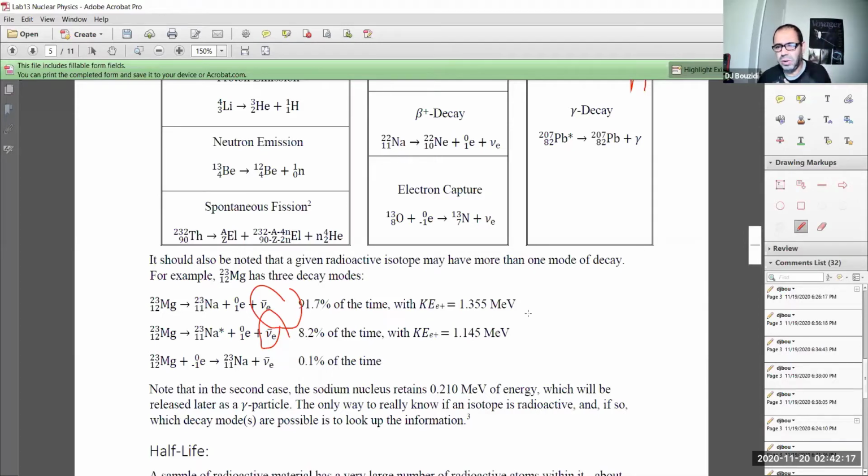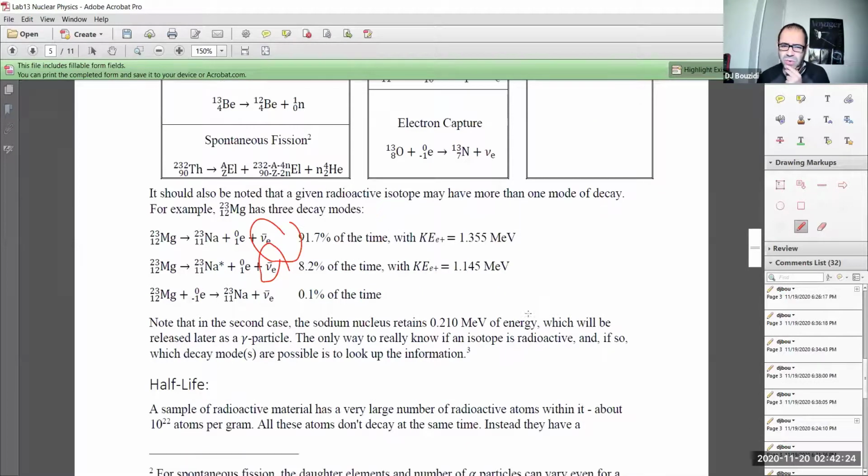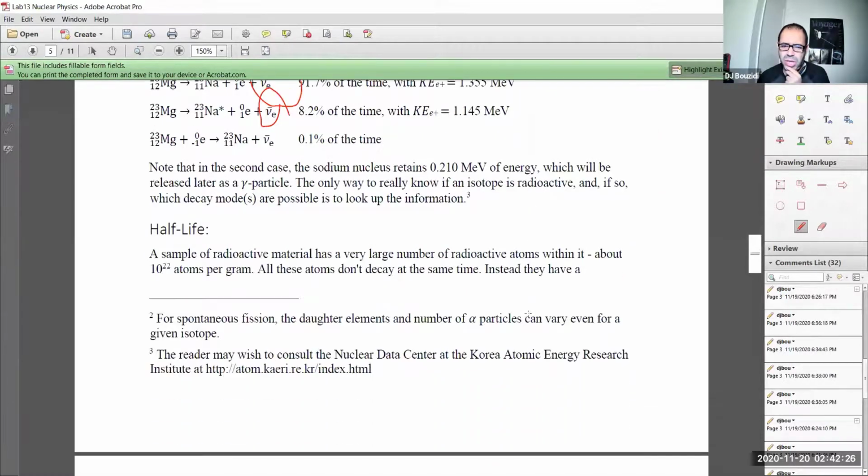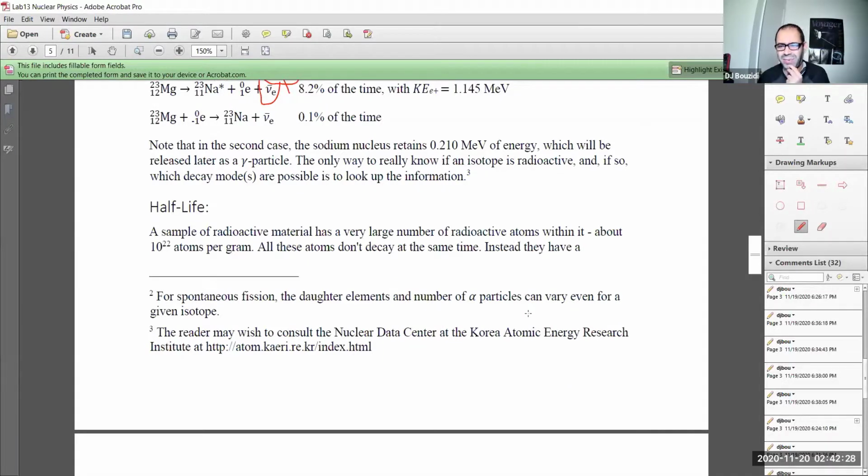So again, nuclear physics is very much involved with all kinds of possibilities. This is the first kind of thing. The second thing we're going to talk about is half-life.